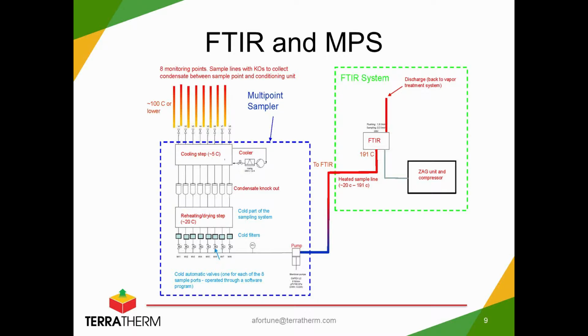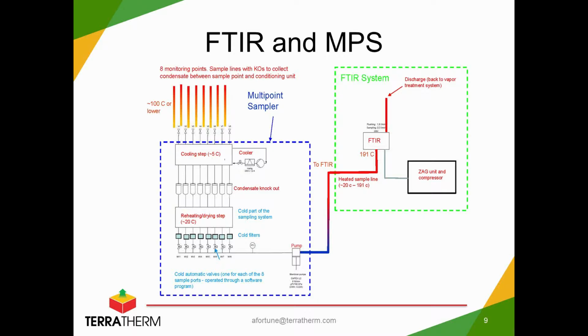Like I said before, we also were monitoring the work area. So all those different monitoring points would come into the multi-point sampler, and different valving would switch on and off such that one of those locations would be plumbed over to the FTIR at a time. All the vapors would go through this cooling step and knock out the gross water, as I described previously. And then from there, it would travel from the multi-point sampler to the FTIR via a heated sample line.